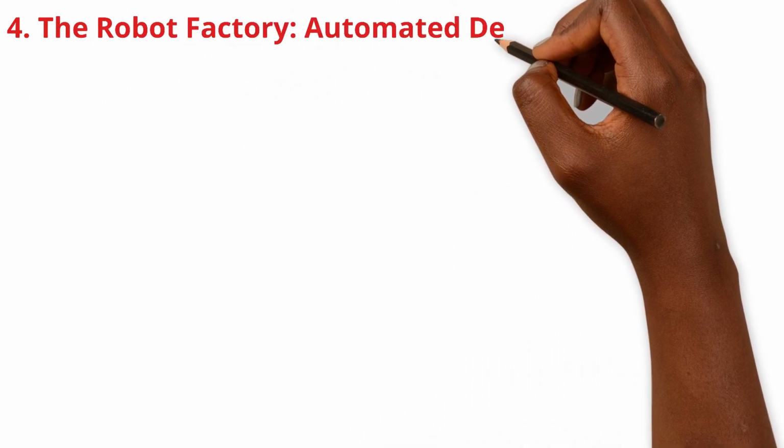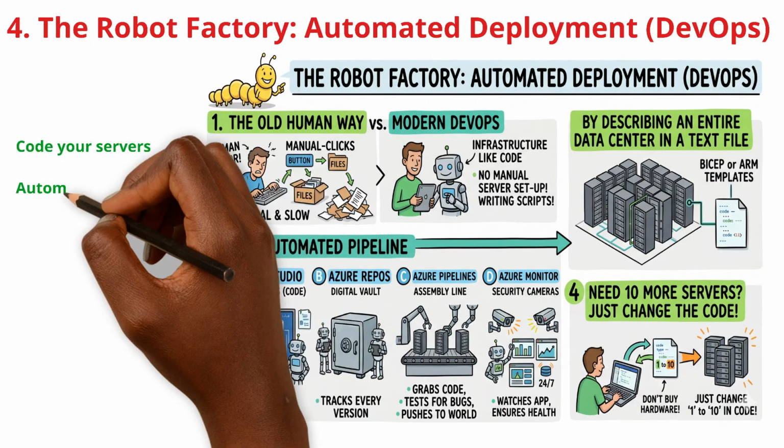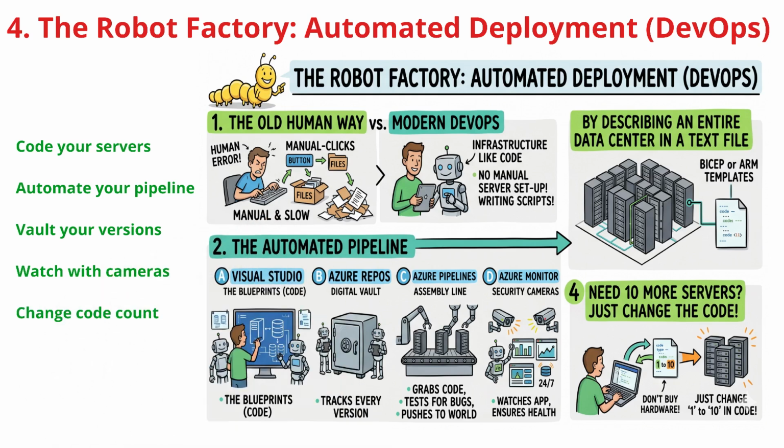In the past, deploying software was a manual, slow process, just a human moving files and clicking buttons, which was always prone to error. Modern teams have a better way: DevOps. We don't manually build servers anymore. We write scripts that treat entire data centers as if they are just code. This creates our automated pipeline. It starts in Visual Studio, where we draw the digital blueprints. Those plans go into Azure Repos, our digital vault for version control.